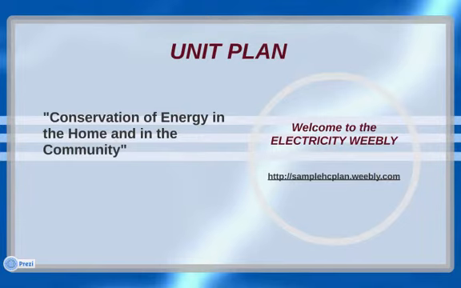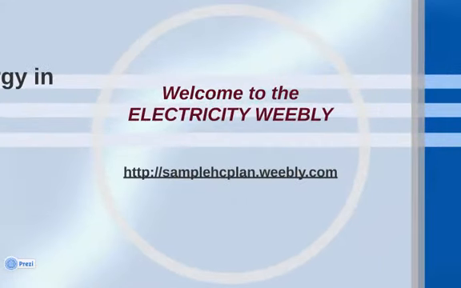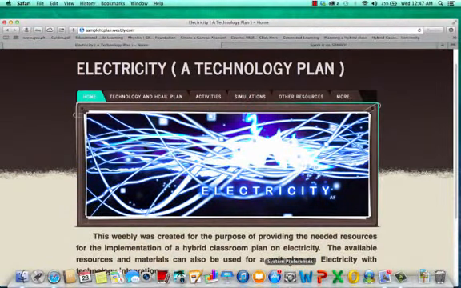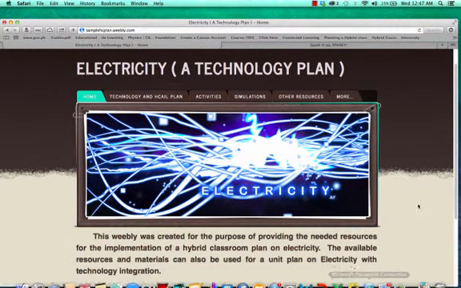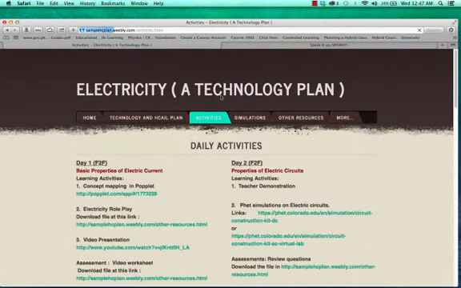To discuss in detail about this unit plan, I created a Weebly specifically for the purpose of storing all the needed materials for the implementation of this unit plan. So welcome to my electricity Weebly. This is my electricity Weebly. This Weebly was created for the purpose of providing the needed resources for the implementation of a hybrid classroom plan on electricity.